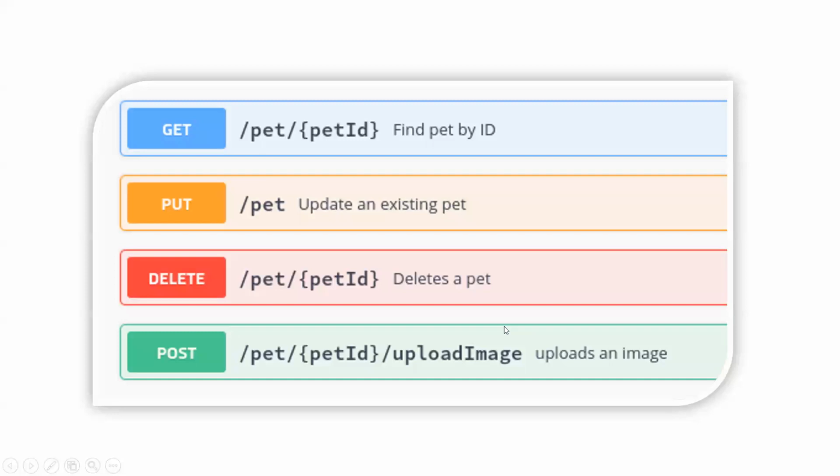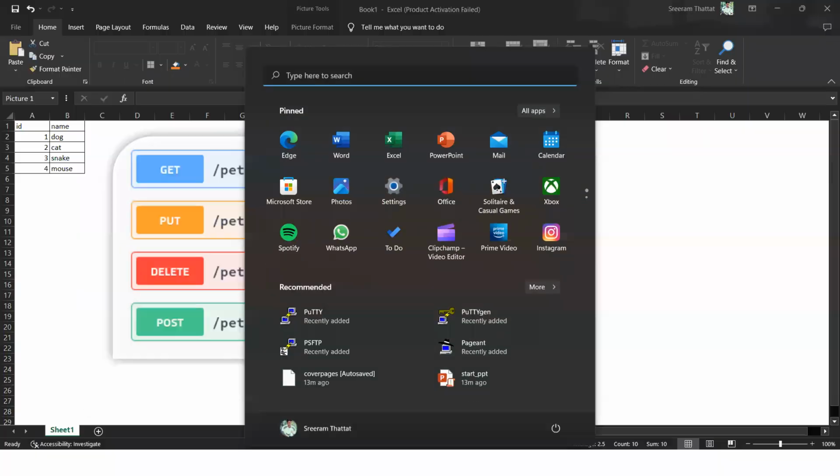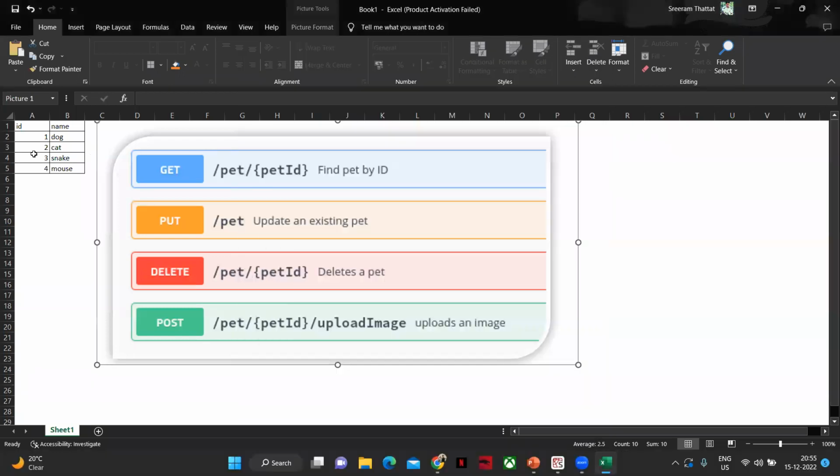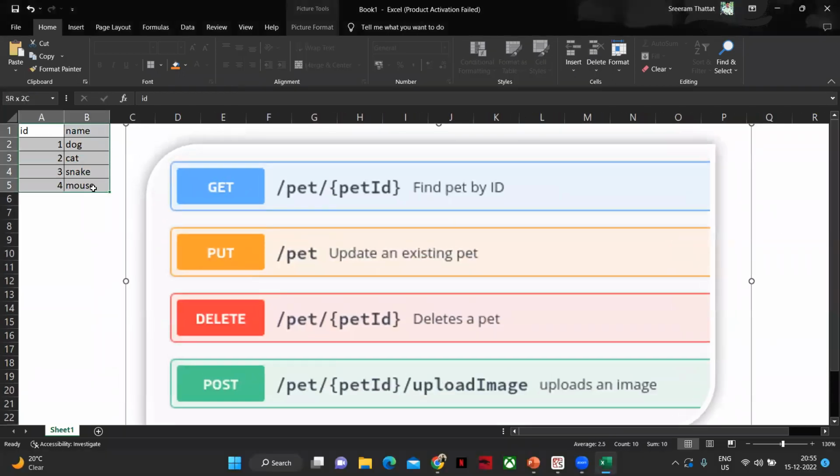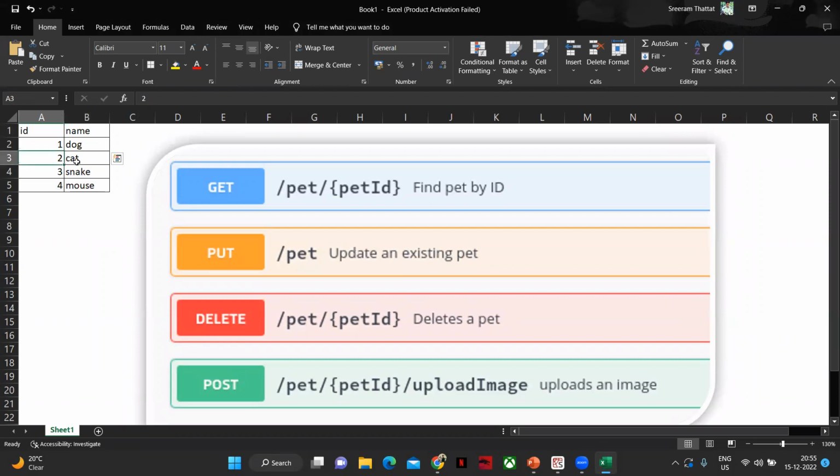Okay, to explain it better, I have an Excel that I can show you, which will compare the differences between all these different API calls. Today we have a pet database. 1 corresponds to dog, 2 corresponds to cat, 3 corresponds to snake, 4 corresponds to mouse.